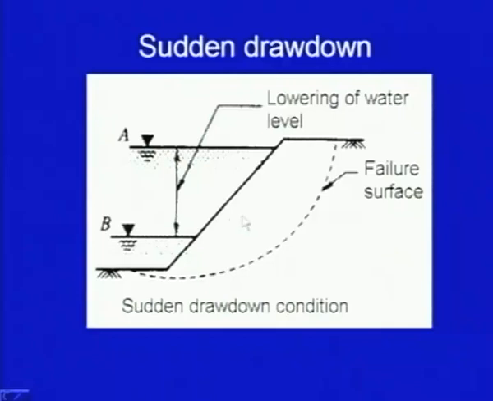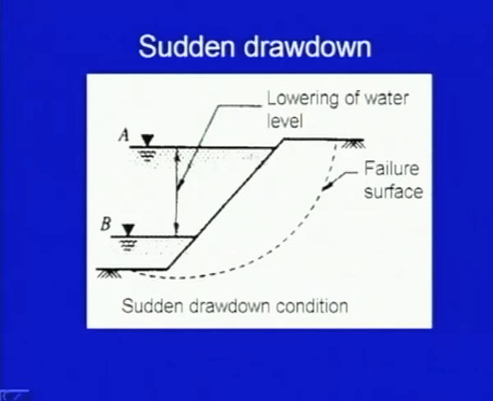Here is a problem which is quite common in the case of earthen dams. It is called the sudden drawdown problem. Sudden drawdown means there was an embankment here, and there was this water table. This water table was there for a long period, so the system was in equilibrium, and the seepage was taking place from this side to the downward side. You can draw the flow net and get an idea of the seepage.